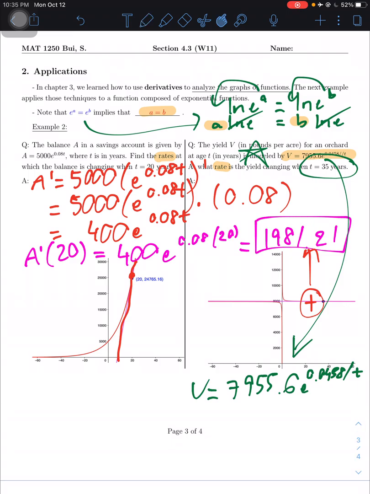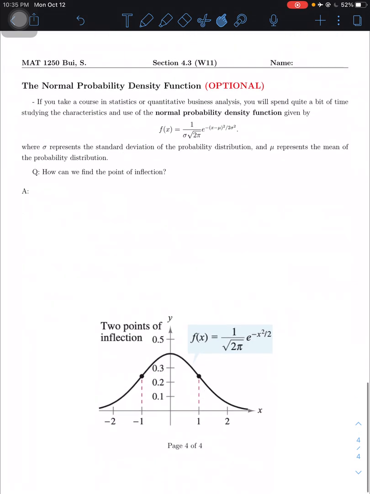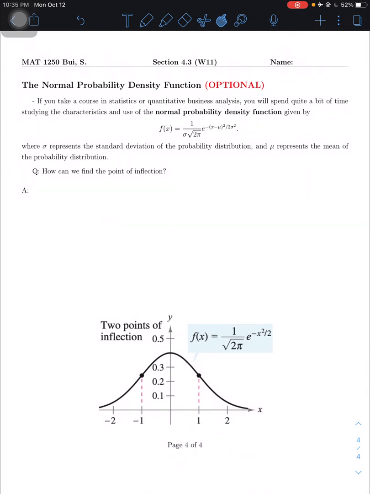Now the last page in here is optional, so I don't know why I didn't put up the key for this, but I will upload it. It's optional, so it's not going to be tested, so you guys don't have to worry about it. But if you want, just read it for fun, and if you have any questions, please ask me.